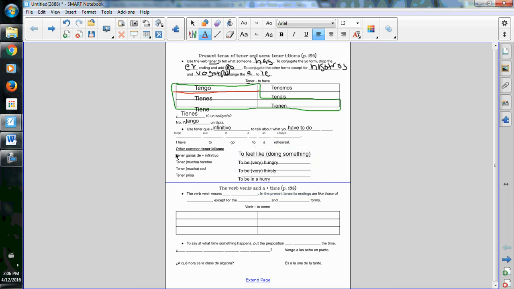Okay, so we need to conjugate that form of tener. We can't leave it as the infinitive. So for example, if I wanted to say he is in a hurry, I would say él, I know that's the form I need to use for he, tiene, I'm matching my form of tener with my subject pronoun, so he is in a hurry, él tiene prisa. How about we are very hungry? I would say nosotros tenemos mucha hambre.